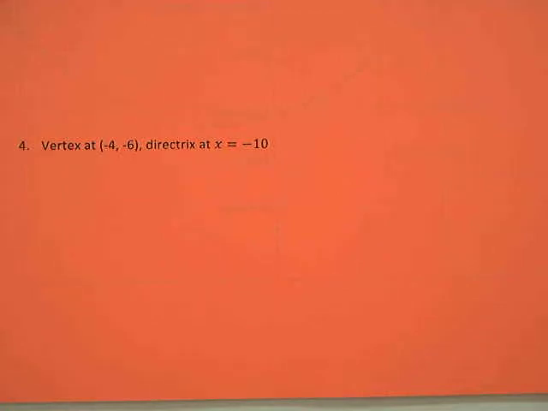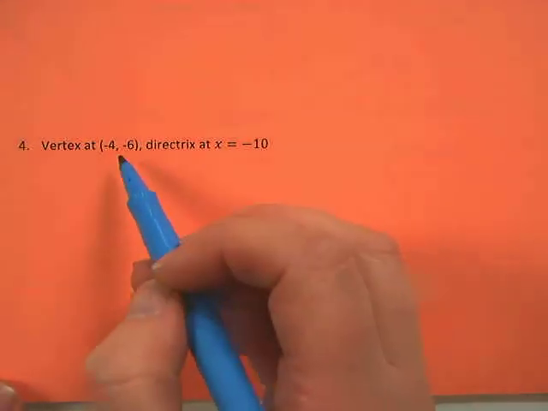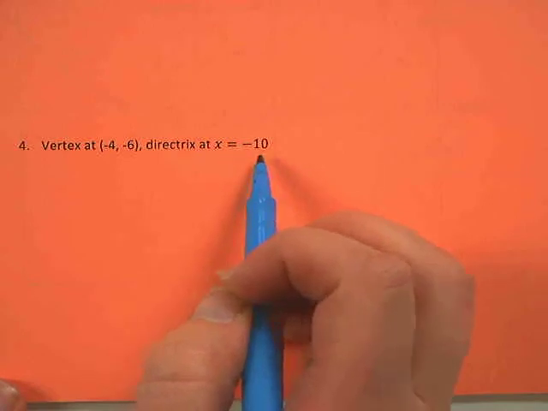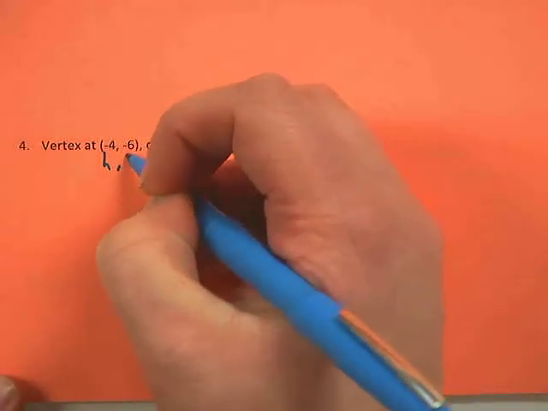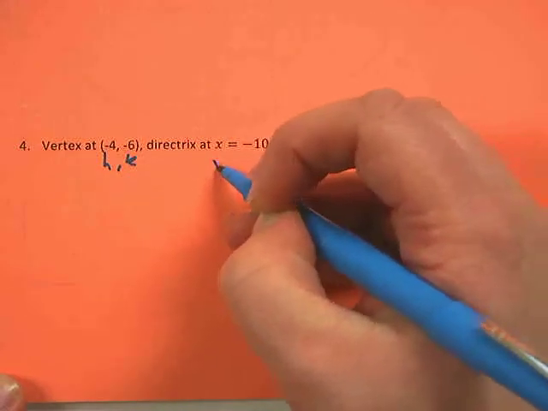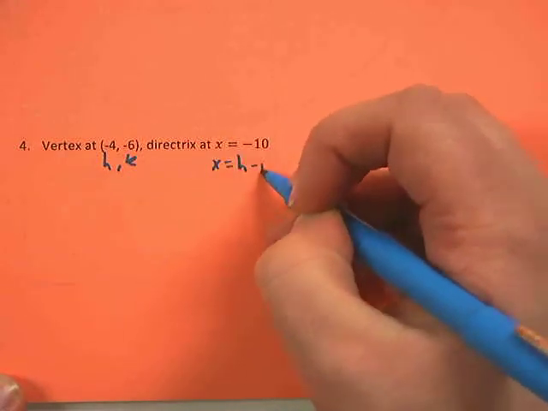Alright, so this is going to be problem 4 from assignment 11.3 on the back side of it. And this is going to be how we can find the equation of a parabola using just the vertex and the directrix. So if our vertex is -4, -6, and our directrix is x equals -10, well, our vertex is (h, k), and our directrix is x equals h minus p.